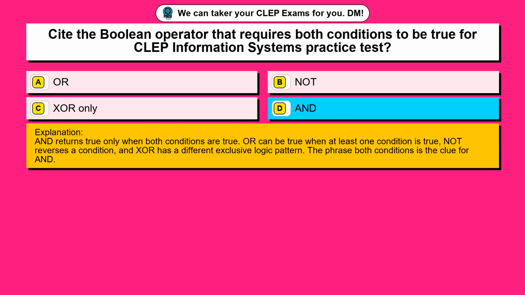Or can be true when at least one condition is true, not reverses a condition, and XOR has a different exclusive logic pattern. The phrase both conditions is the clue for and.